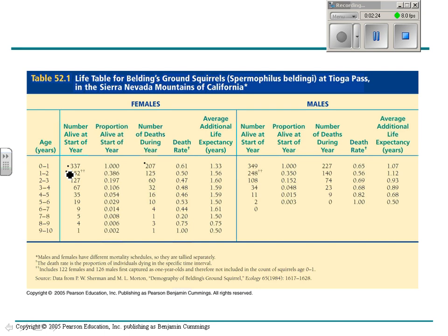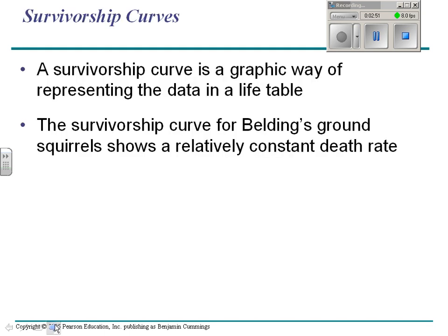And then you can trace them. There are 252 here, 127 left here, 67, 35, 19, 5. You can see that your chance of surviving to be in the 9 to 10-year-old bracket, if you're a female, is about 2% or 0.2%. If you're a male, 0. Male Belding's ground squirrels only live so long. So that tells you some interesting stuff about ground squirrels just by looking at a life table.